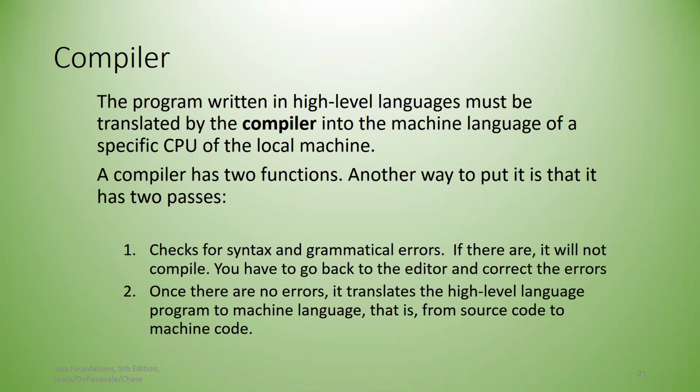I will let you read. Okay, so a compiler has 2 functions. It checks grammatical errors, syntax errors. If it's cleanly done, it's correctly done, it translates it into machine language so that it can execute. Those are the 2 functions. Checks syntax errors, translates into machine language. That's what a compiler does.